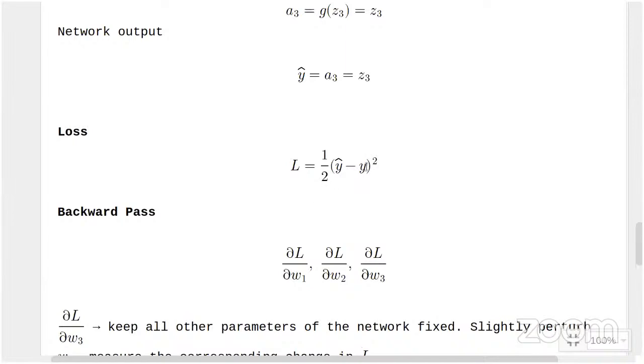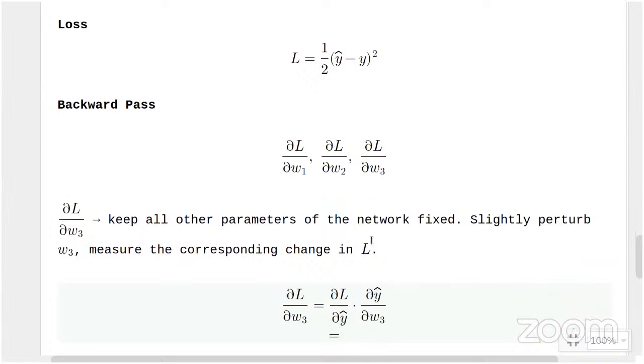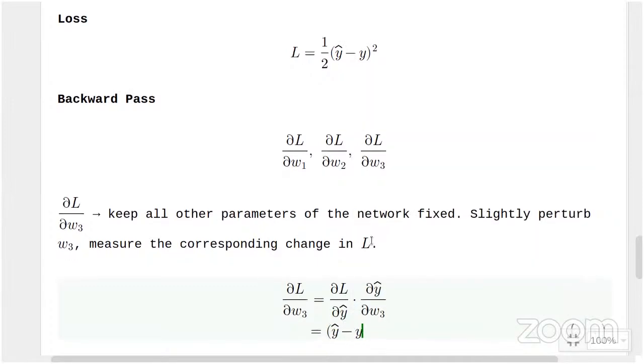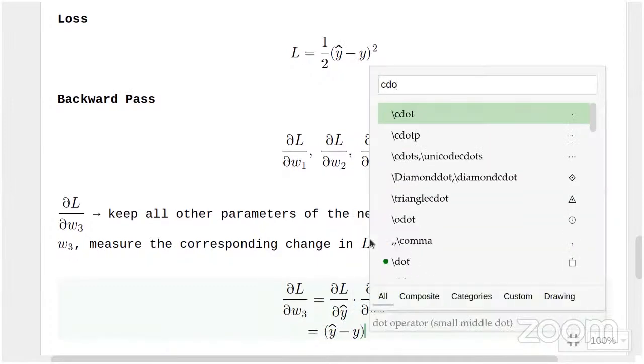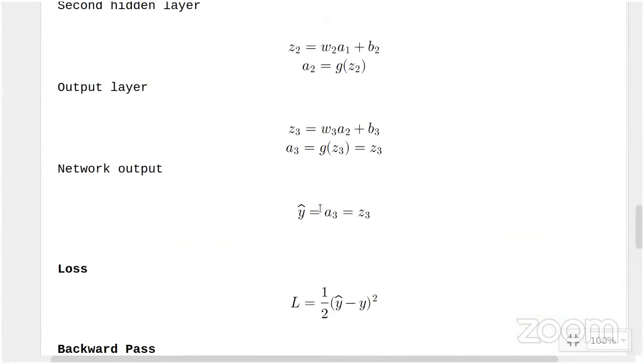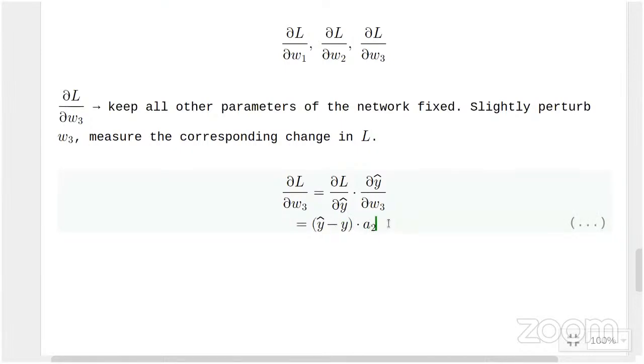So dou L by dou y hat is just y hat minus y. Dou y hat by dou W3 is just A2. So now we have computed the gradient, I mean the partial derivative, of one weight.